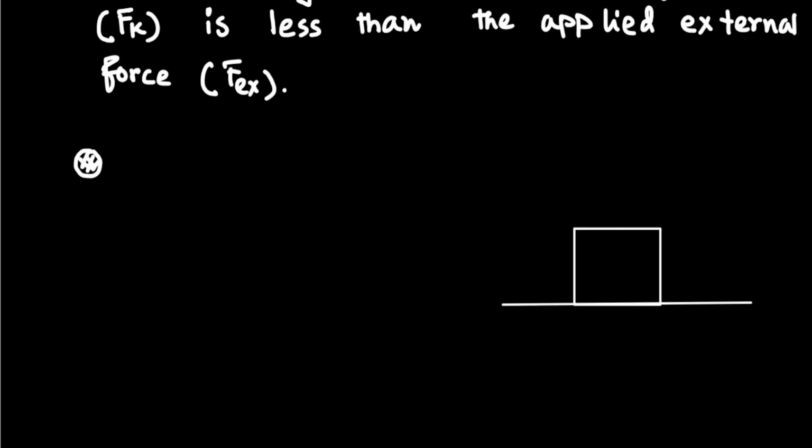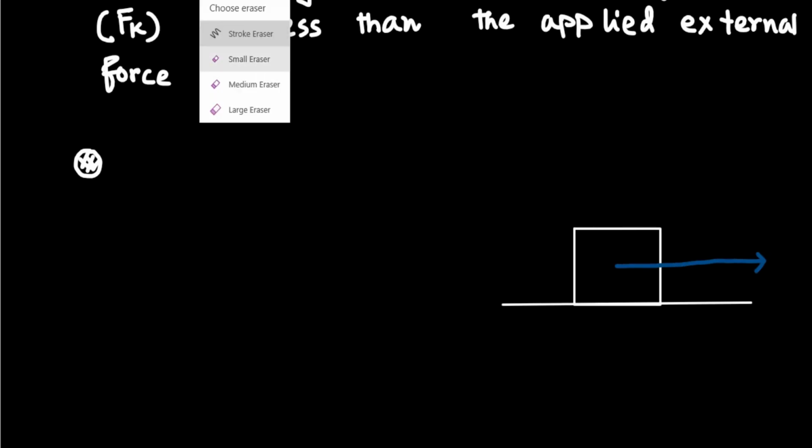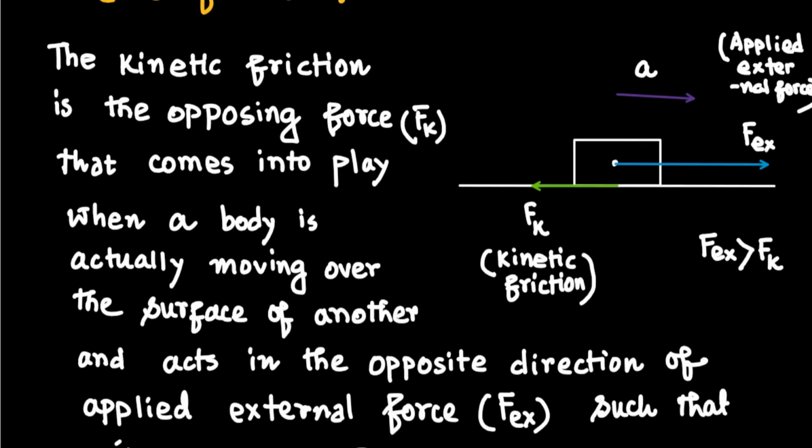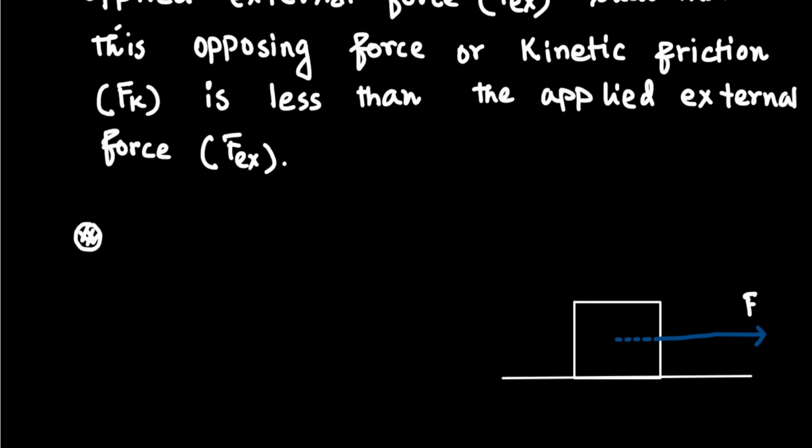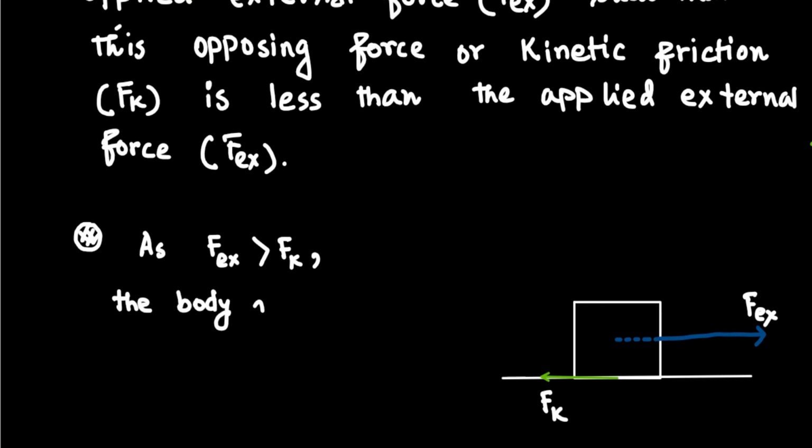Again, we can draw the diagram. A body is placed on the rough surface of another body. Here Fex is the external force which is acted on the body, which will appear to act from its center of gravity. Fex is the applied external force which is acted towards right. As Fex is greater than Fk, means applied external force is greater than the kinetic friction in the diagram towards left. Fk, force of kinetic friction, acts on the surface in contact between the two bodies.